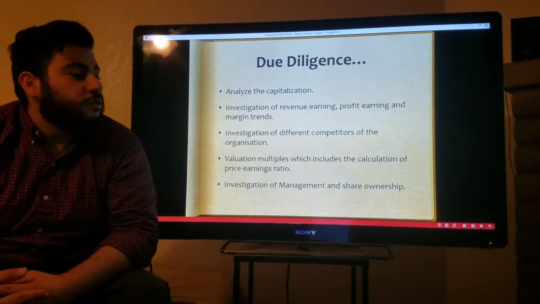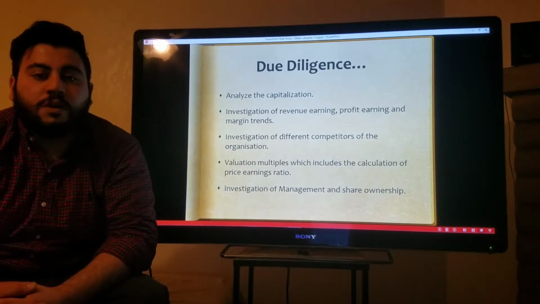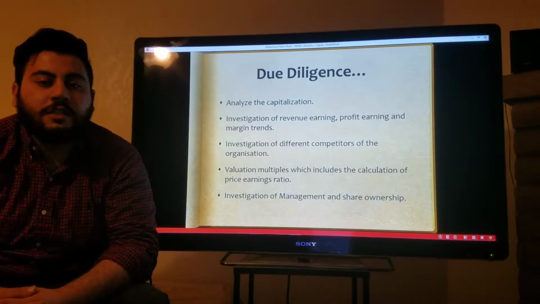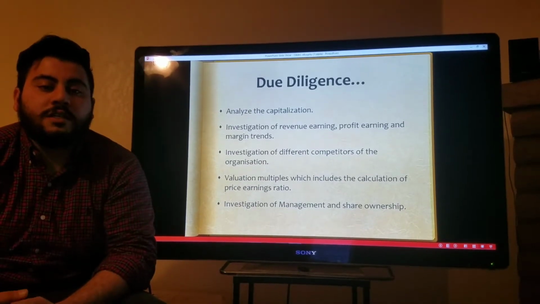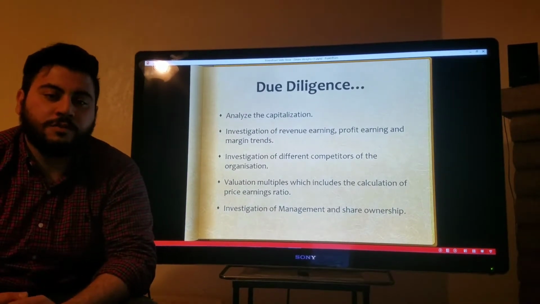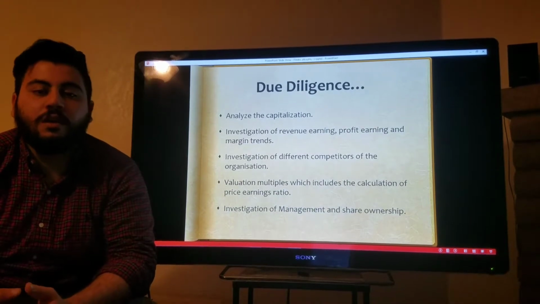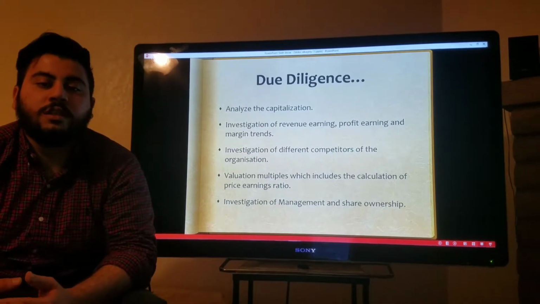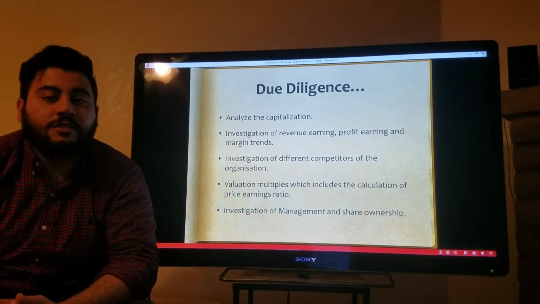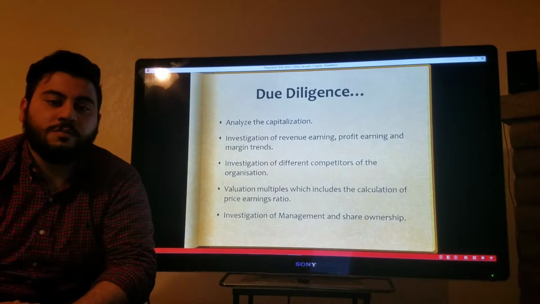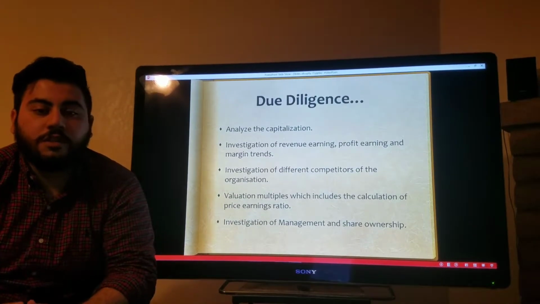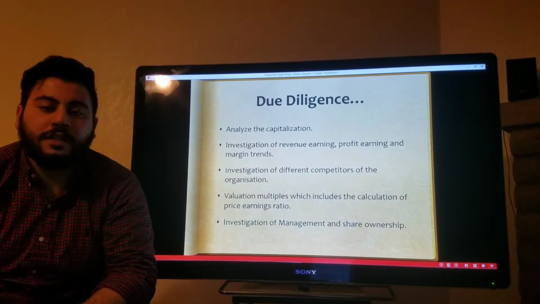The first step of the due diligence process is to analyze the capitalization value of the organization and market. The second step is related to investigation of different profit margin ratios, like revenue earning, profit earning, and margin trends of the organization. The third step is related to investigation of different competitors of the organization and the investigation of industry performance with the organization.